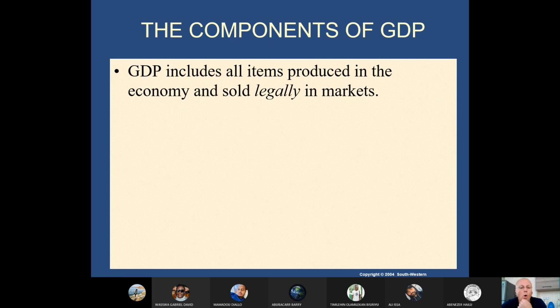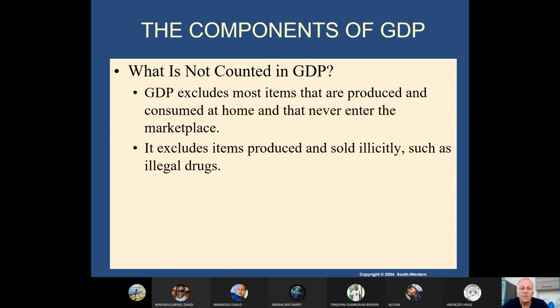The GDP includes all items produced in the economy and sold legally in the markets. Therefore, illegal production is not accepted. We only count goods and services which are legally produced. Illegal drug transfer, for example, or black market goods and services will not be counted for the GDP. It should be registered and subject to tax, and then it is assumed to be in the GDP. If it is not, then we cannot count it in the GDP.